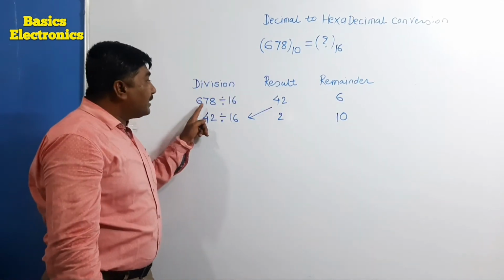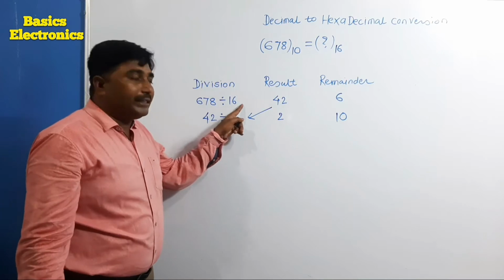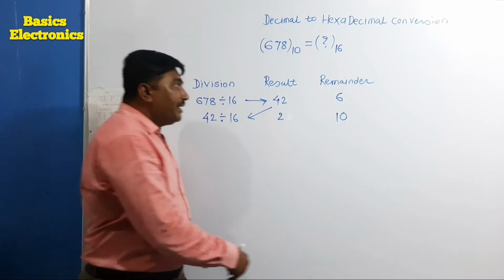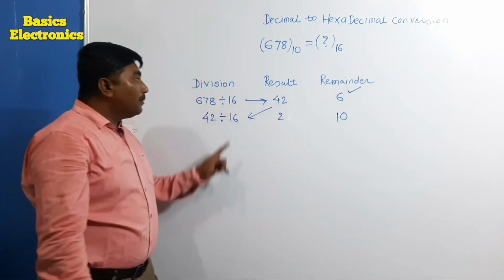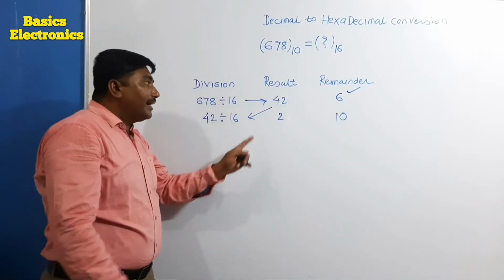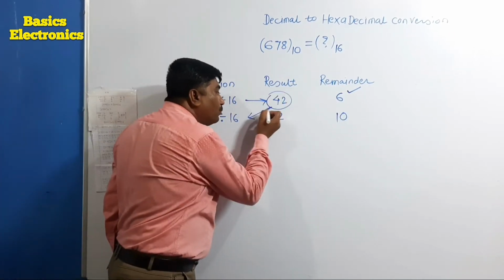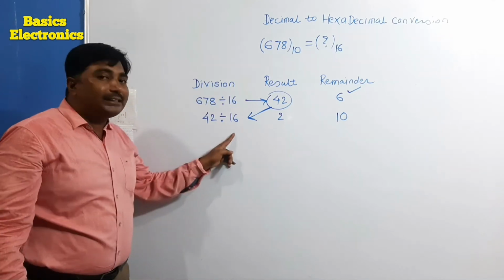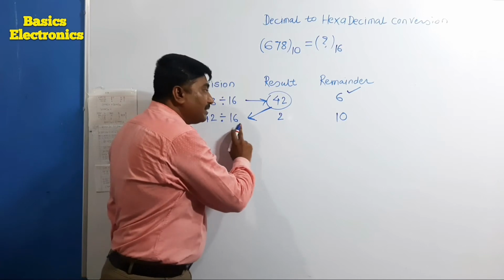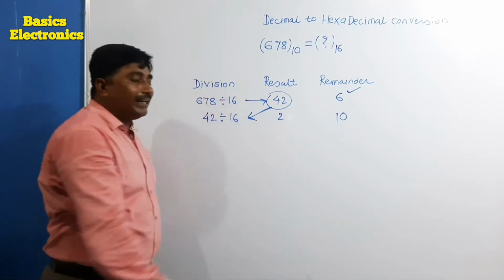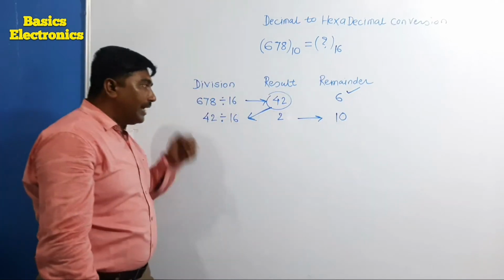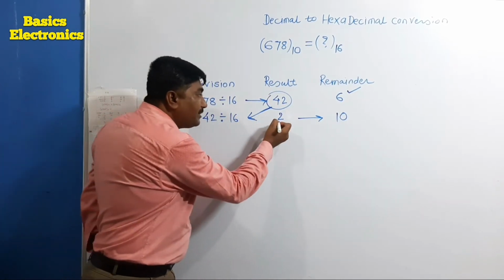The 678 we divide by 16. We get the result equal to 42 and the remainder equal to 6. When the result is obtained, we write down the remainder. After that, this 42 we have to divide by 16 again. So we divide this 42 by 16 and we get the result equal to 2 and the remainder equal to 10. And then the result is 2.